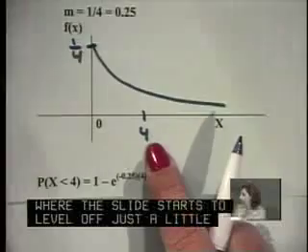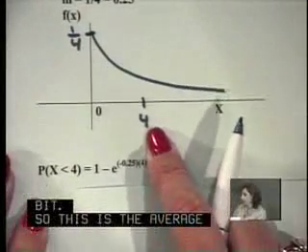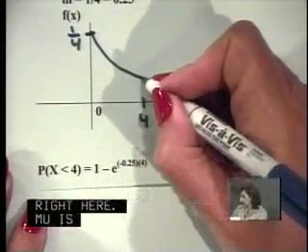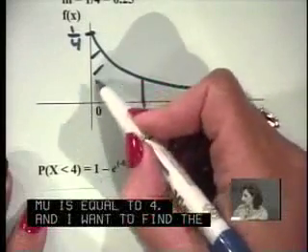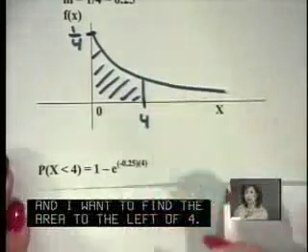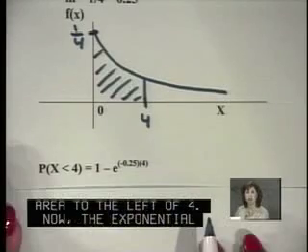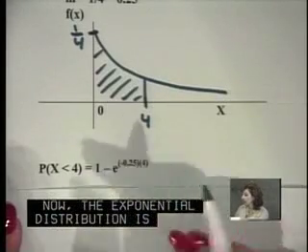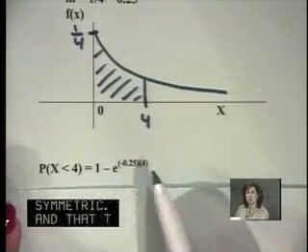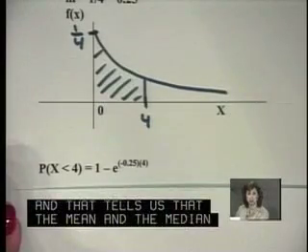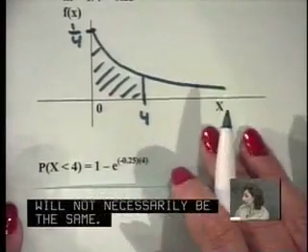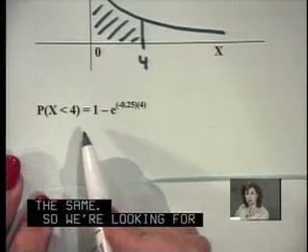So this is the average right here. u is equal to 4, and I want to find the area to the left of 4. Now, the exponential distribution is not symmetric, and that tells us that the mean and the median will not necessarily be the same. So we're looking for the probability that x is less than 4.